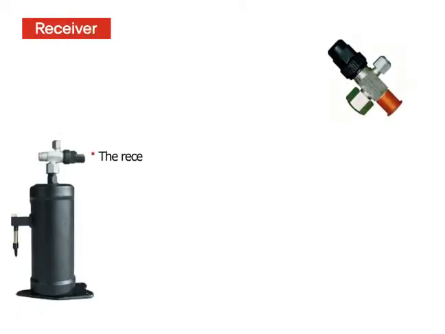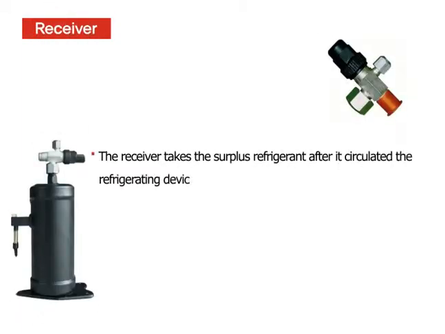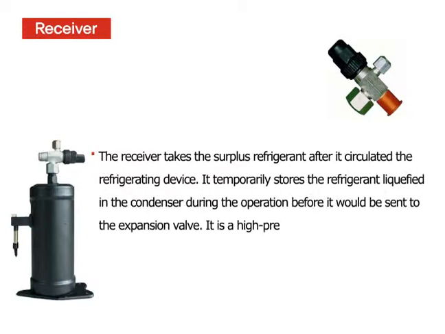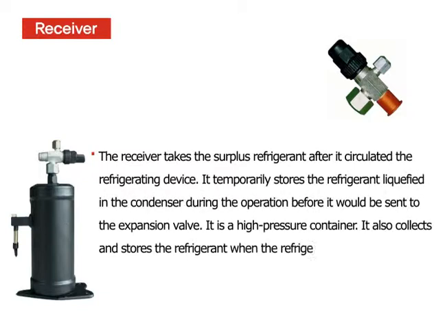Now I will explain about the receiver. The receiver takes the surplus refrigerant after it has circulated the refrigerating device. It temporarily stores the refrigerant liquefied in the condenser during the operation before it would be sent to the expansion valve. It is a high-pressure container. It also collects and stores the refrigerant when the refrigerating device is stopped.